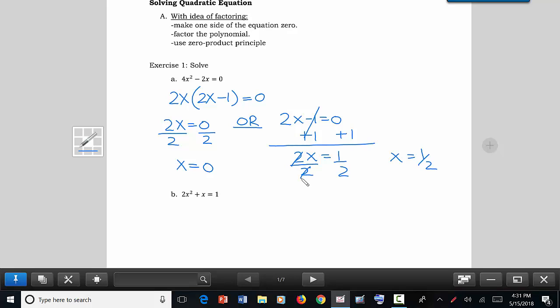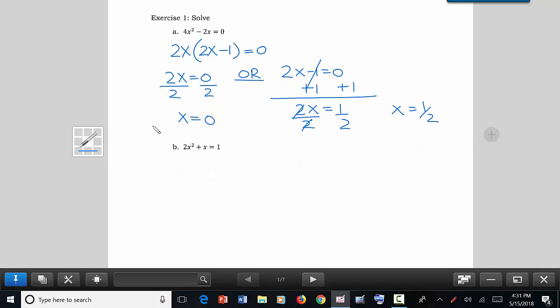That's how we can solve quadratic equations by factoring. Now here on problem number b, the main idea is making one side 0. So let's subtract 1 from both sides. Cancel out. What do we end up with? 2x squared plus x minus 1. This equals 0. Now let's factorize.